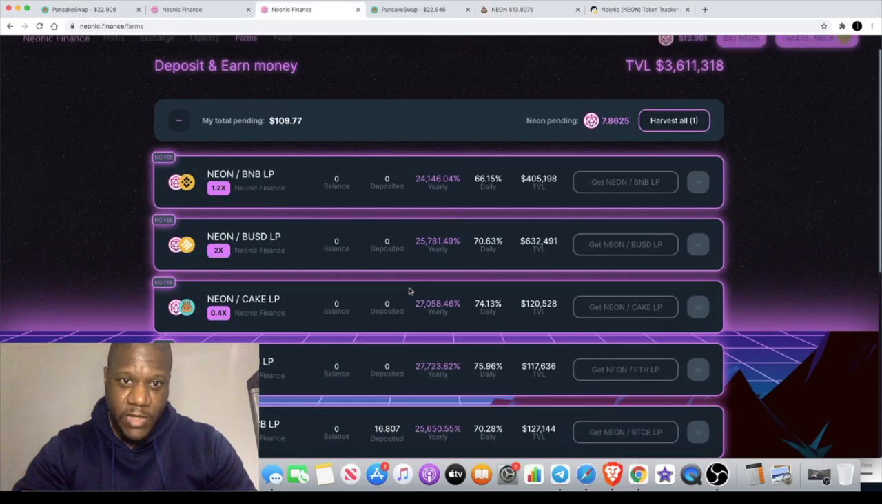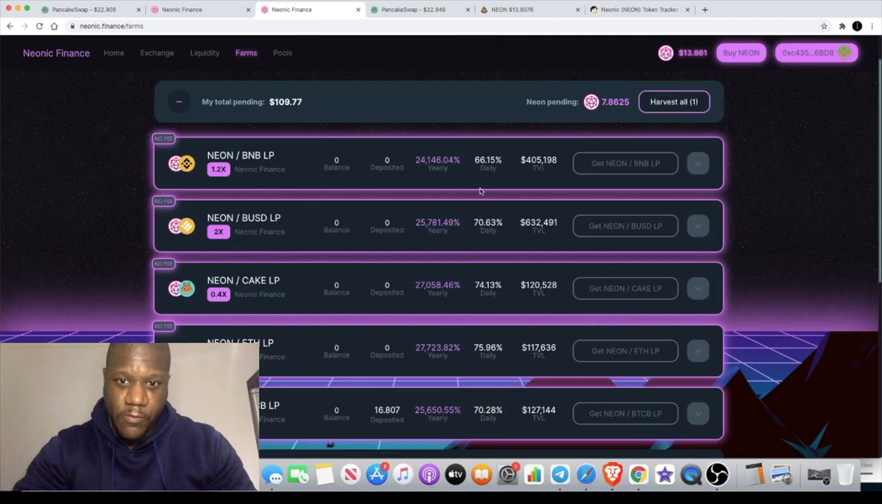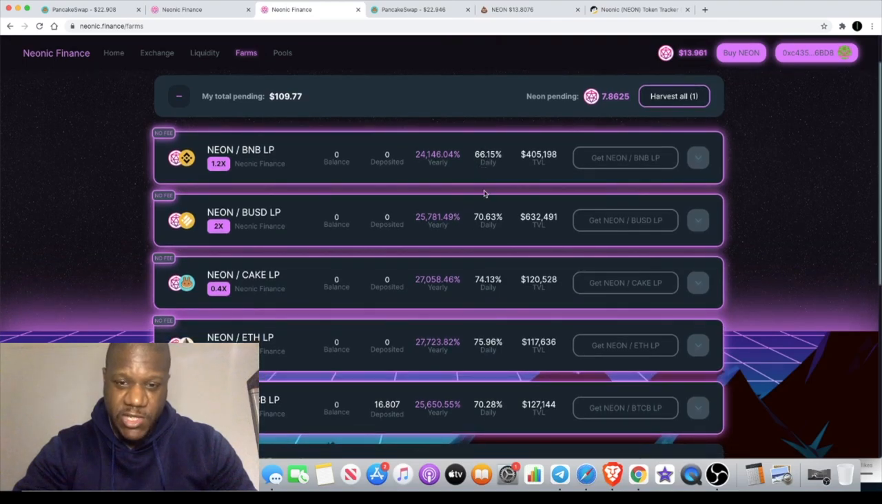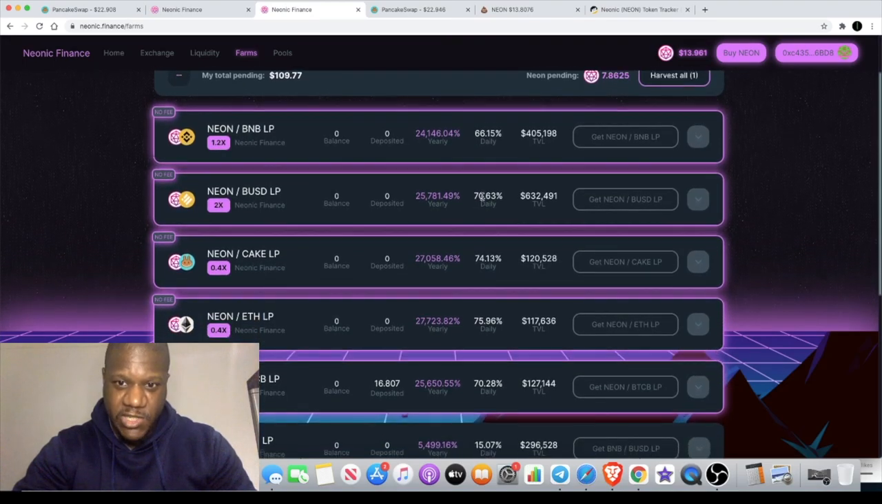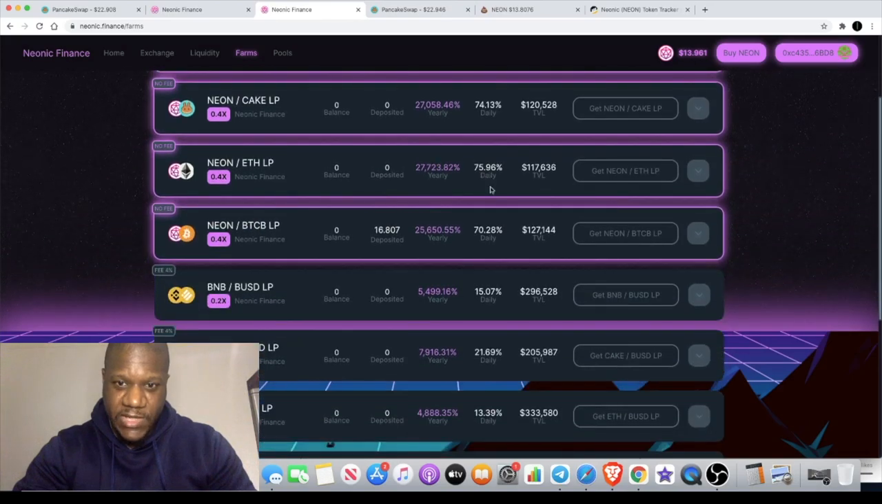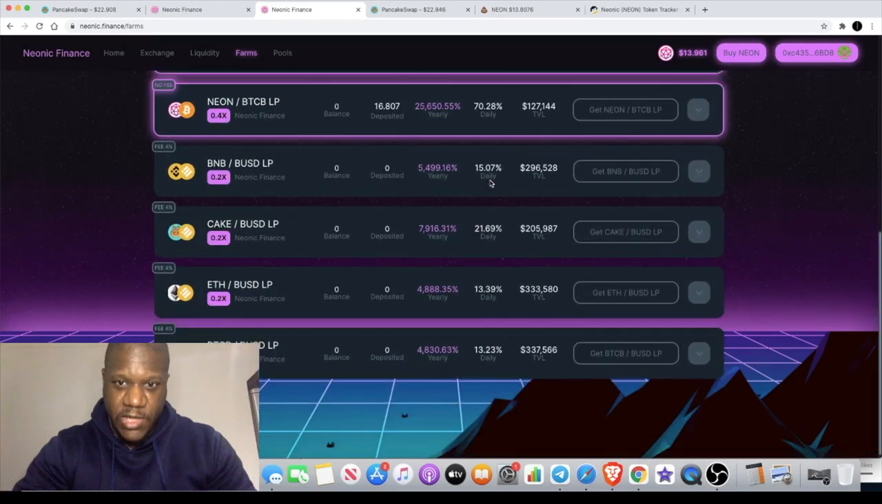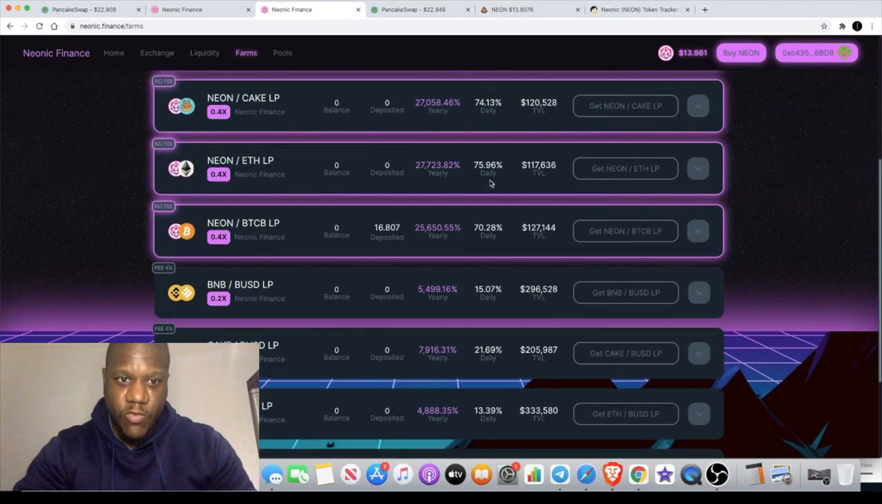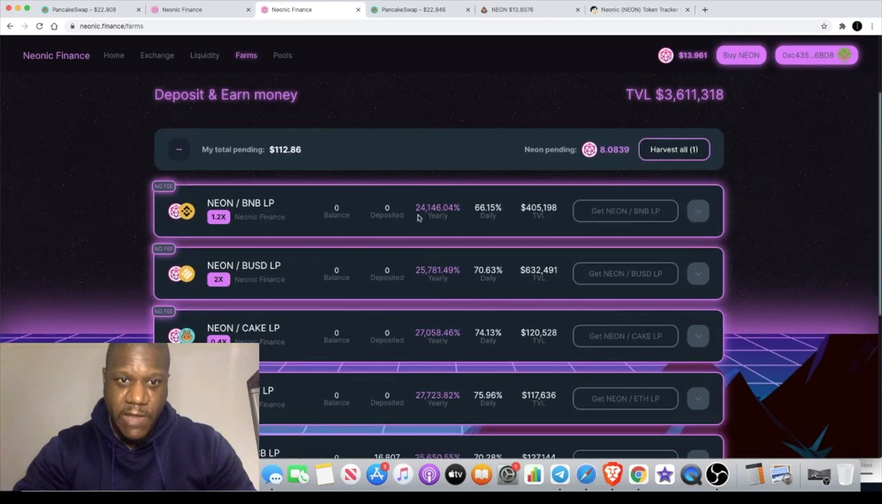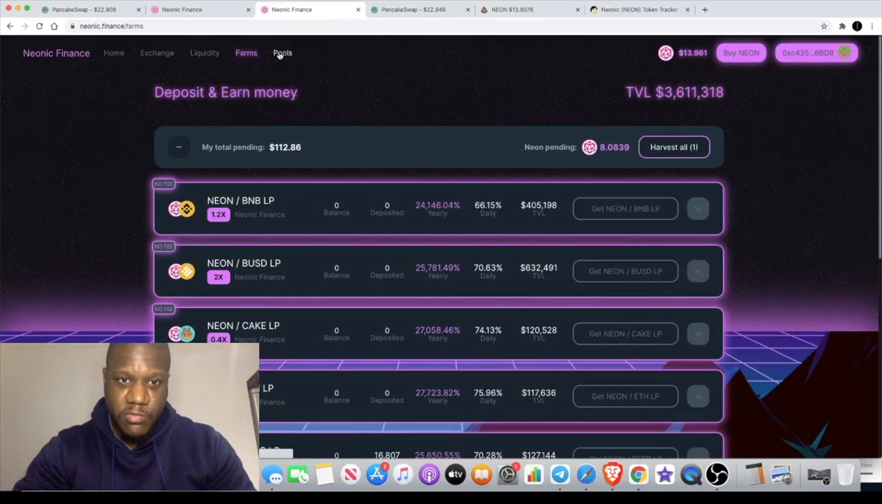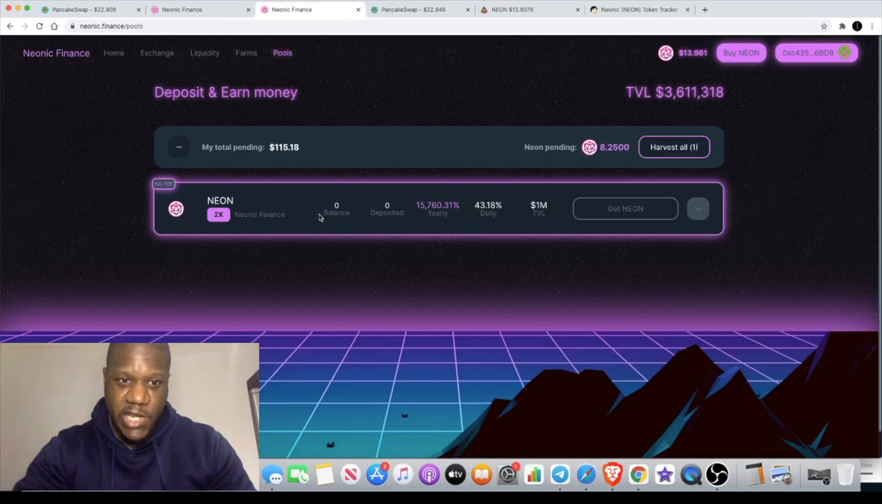Just by staking Neon, you can earn 70% a day, 60% a day in this pool, 70% a day on that pool, 75%. So it's quite high rewards on these pools. Now you can farm it, or you can go into the pools and actually stake the Neon token on its own for 43% a day.